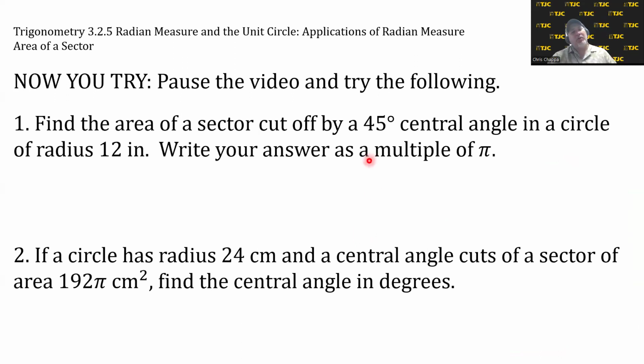Pause the video and try the following. Number 1, find the area of a sector cut off by a 45-degree central angle in a circle of radius 12 inches. Write your answer as a multiple of pi. Number 2, if a circle has a radius of 24 centimeters and a central angle cuts off a sector of area 192 pi square centimeters, find the central angle in degrees. So a backwards question, if you will. Pause the video, give it a try.